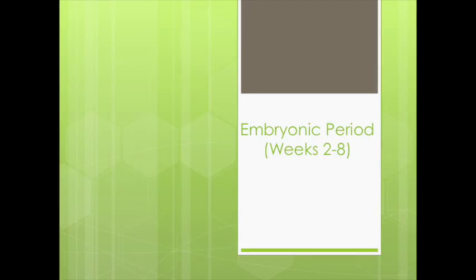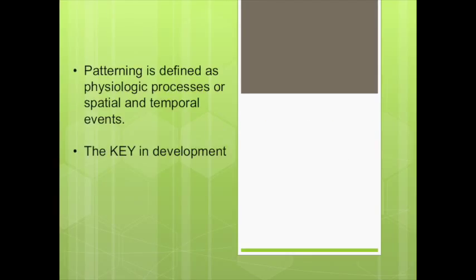We will now enter the embryonic period. The embryonic period begins at the beginning of week 2 and continues until the end of the 8th week. This stage is important because patterning happens, which is a physiological process that is essential in continuing development of an implanted blastocyst to a bilaminar embryonic disc to then an embryo.